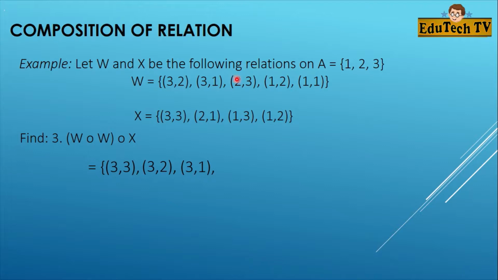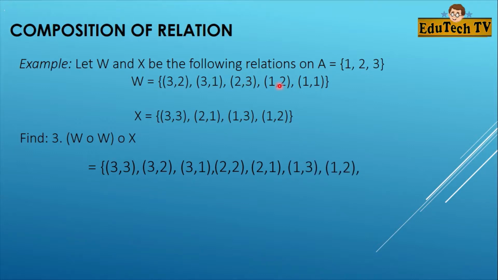Next, proceed to 2, 3. So we need to see the 3 as the domain. So we have 3, 2. So 2, 3 and then 3, 2. So we have 2, 2. The next 2, 3, then 3, 1. So we have 2, 1. Next ordered pair, we have 1, 2. So tignan nyo naman yung 2 as the domain. So ito lang yon, 2, 3. So we have 1 and then 3.